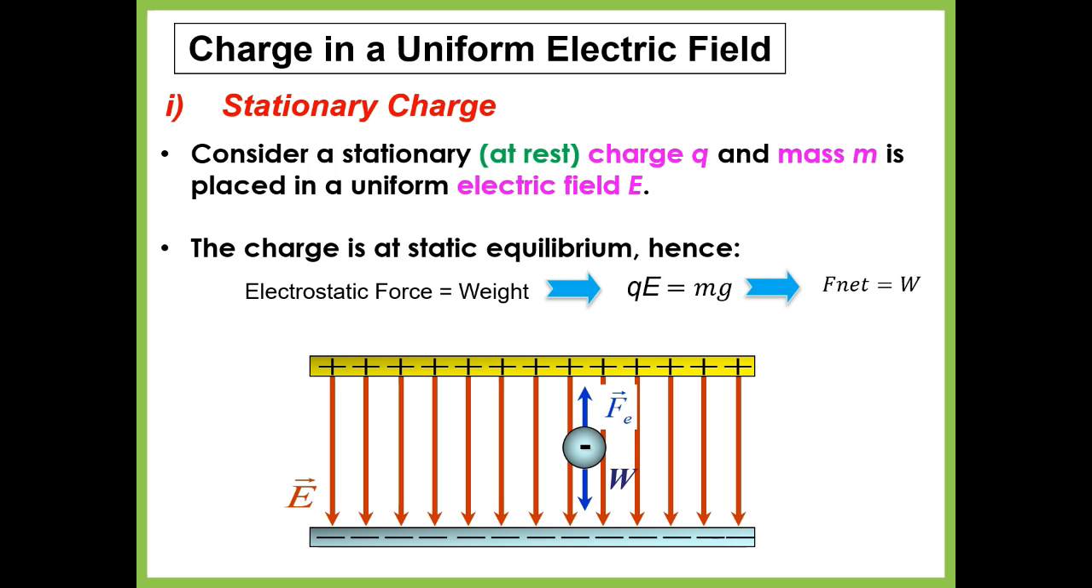Charge in uniform electric field, we have a few cases. So this is the first situation, that is stationary charge. Stationary charge is said to be at static equilibrium. So for this condition, the electrostatic force that is acted towards the positive charge, because this is negative, is having the same magnitude as the weight of this charge, but it is acted in the opposite direction. So because of this, it is not moving, or stationary.